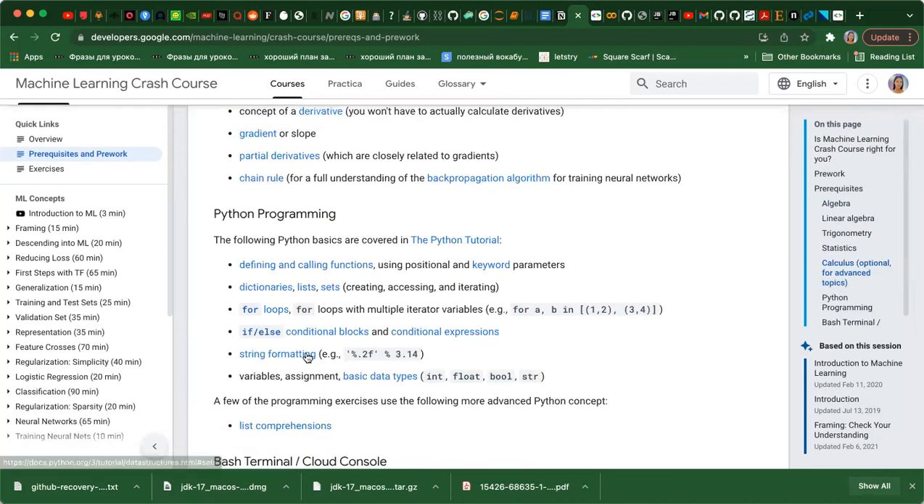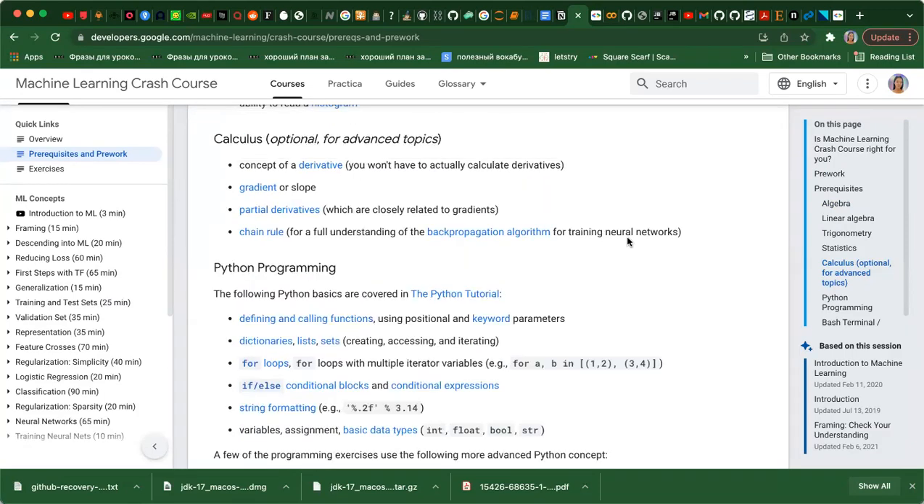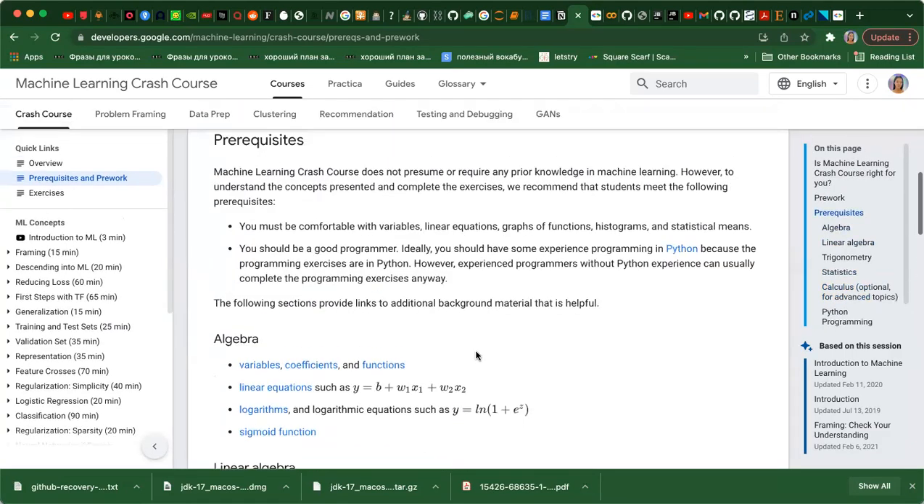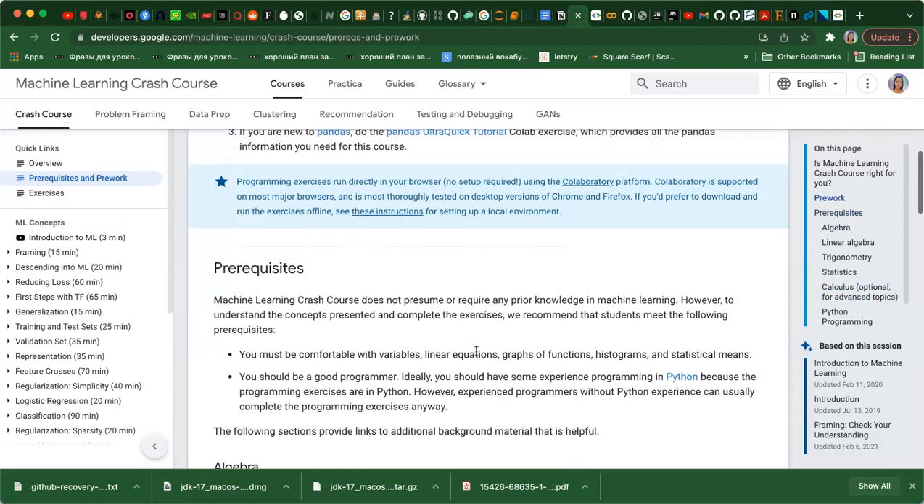And if you are not good at Python programming, we have study jams on Python fundamentals each Monday at 5 p.m. Japan Standard Time. And the rest, like algebra, I think you can study by yourself.